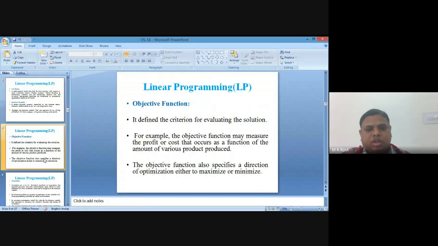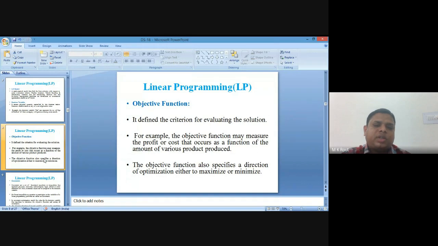The next and most important part of a linear programming model, the first one, is the objective function. The objective function defines the criterion for evaluating the solution. That means you have to find the optimal solution, in case of maximization of profit.